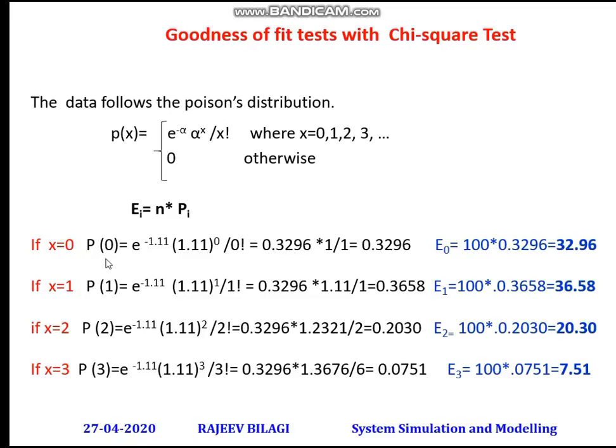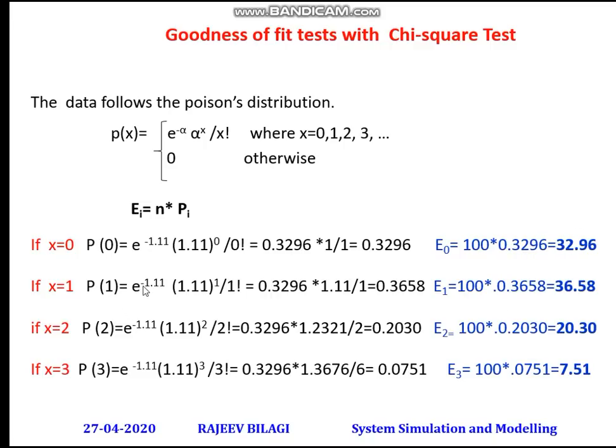Now when x equals 0, P0 is e to the power of minus 1.11 into 1.11 to the power of 0 divided by 0 factorial. The value of e to the power of minus 1.11 you are going to get is 0.3296, and anything to the power 0 is 1, so 1 divided by 1, you get 0.3296. Now remember Ei is n into Pi. The n value here is 100, so 100 into 0.3296 is 32.96.